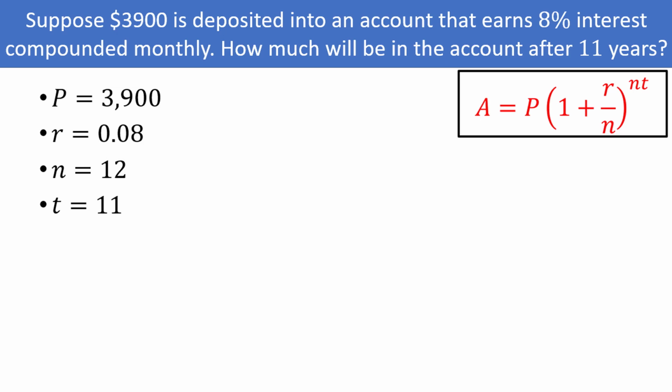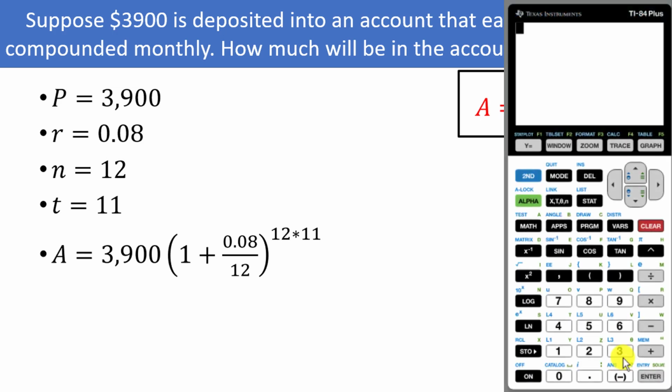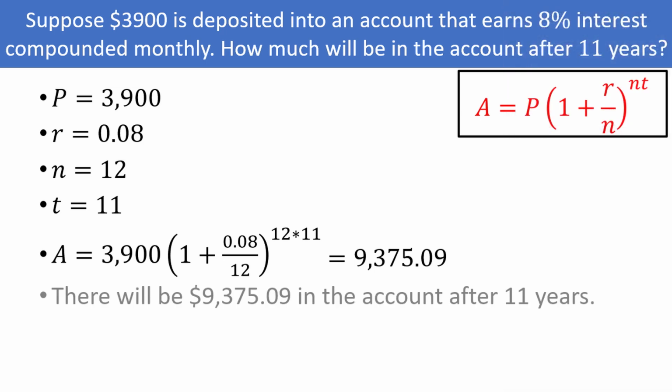Plugging everything in, we have A is equal to 3,900 times (1 plus 0.08 over 12) to the 12 times 11 power. Plugging this into the calculator, we have 3,900, open parentheses, 1 plus 0.08 divided by 12, close parentheses, raised to the 12 times 11 power, which is equal to 9,375.09. There will be $9,375.09 in the account after 11 years.